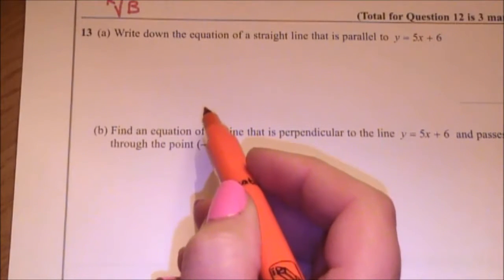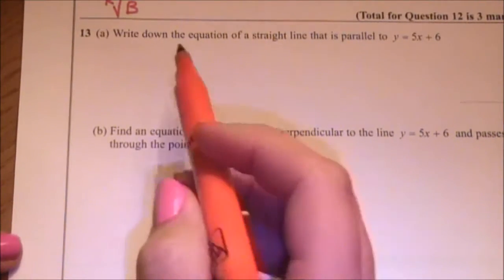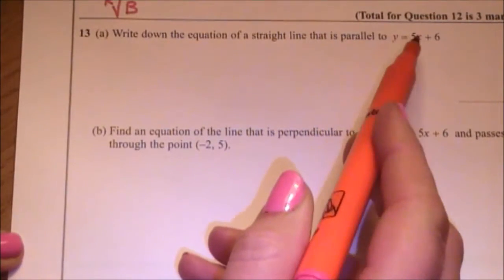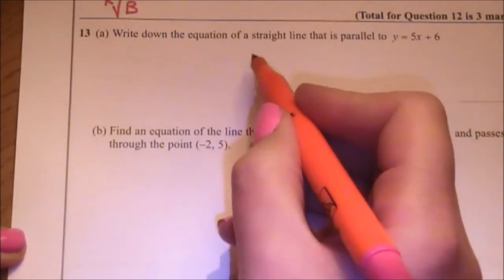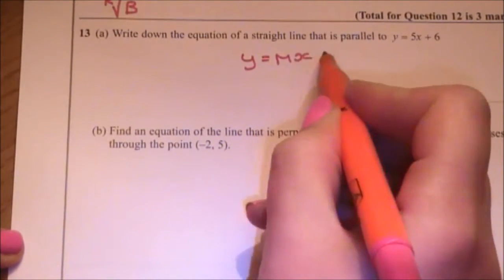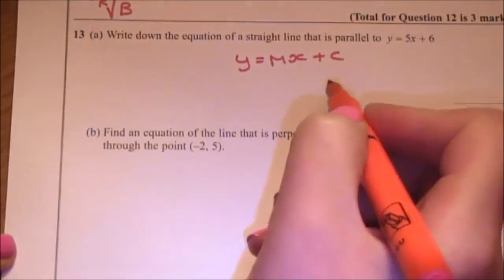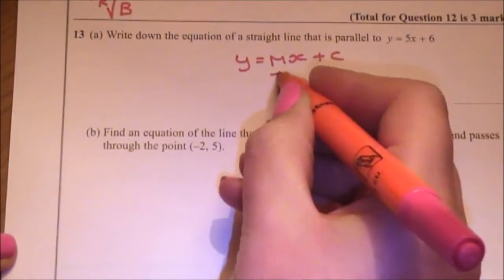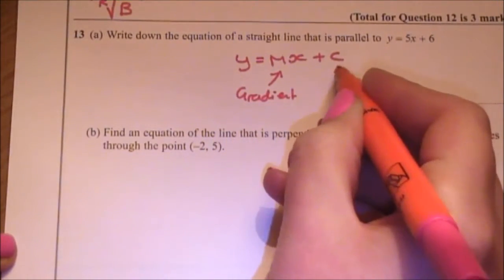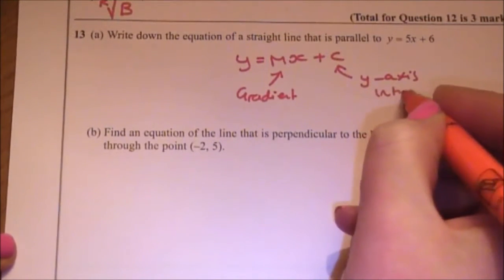13a is quite straightforward, and again it's a B1 mark because it's a recall of information really. Write down the equation of a straight line that is parallel to y equals 5x plus 6. Now, in order to do this, you need to know that any linear equation in the form of y equals mx plus c, then y and x are the values of your y and x coordinates. M is the gradient, and c is the y-axis intercept.